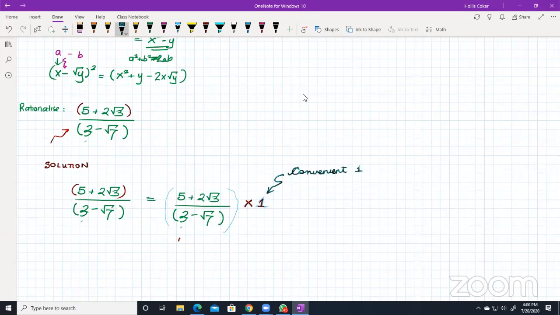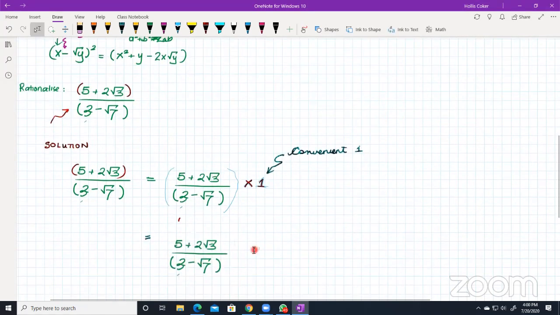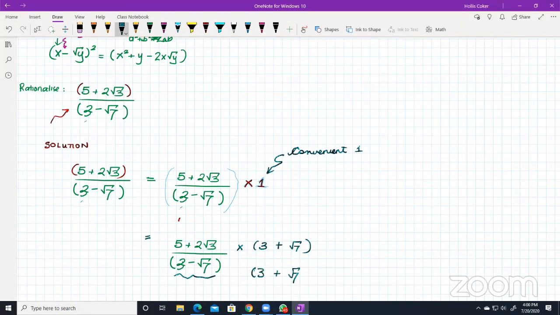A convenient one is one that will make my problem look a little simpler. That convenient one will be anything over itself. I'm deliberately going to choose 3 root 7 because I see 3 root 7 here. But I'm not going to subtract them as I'm doing here. I'm going to add them. Why? Because of the structure of the denominator.